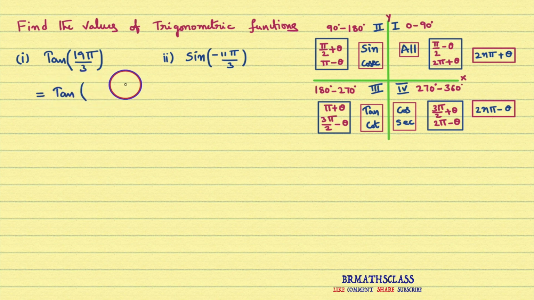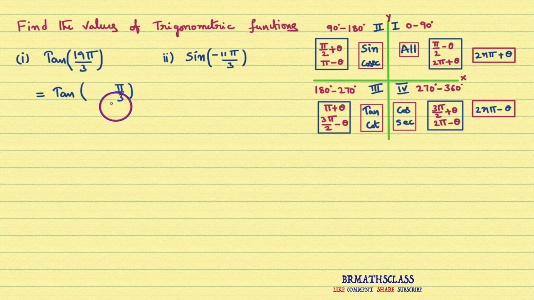This is the trick. Please try to understand. This 19 pi by 3, how to write? Many students will feel difficult how to split this. It's the simplest thing. You see here, pi by 3 is there. Here you write pi by 3 first. In case you see 19 pi by 4, you write pi by 4 here. If you see 19 pi by 2, you write pi by 2 here. Like that.